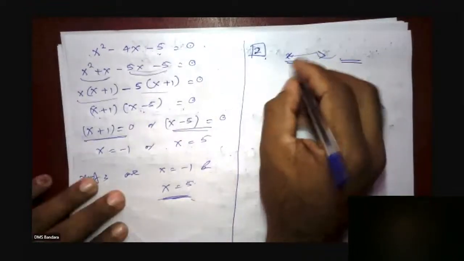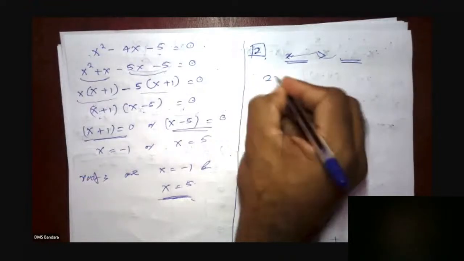Okay. The second question is the inequality. How to solve the inequality? The inequality has two sides, left and right. The left side has some variable. We have to find which x. Let me write the first one: (2x plus 1)(x squared minus 4) greater than 0. So this is the first part.